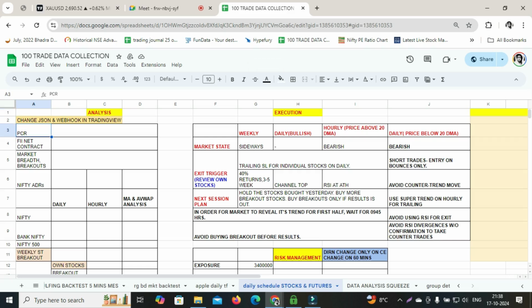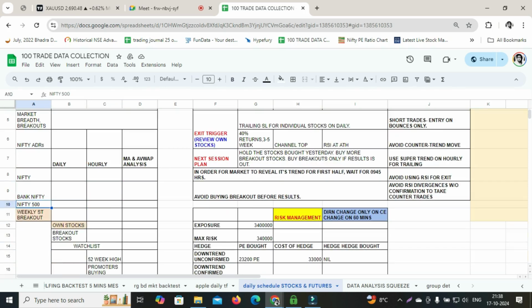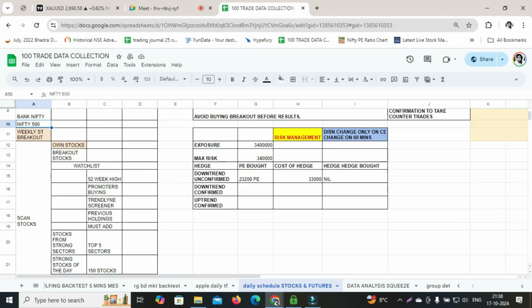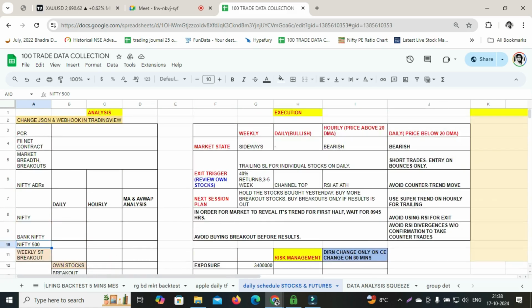I start with the put call ratio. Then I look at FII net contracts. Then I look at market breadth and the strength of breakouts. Then I check the Nifty ADR, which is traded in the US market during the evening. Then I analyze Nifty on daily and hourly, and I look for the important moving averages and VWAP. Then I do the same for Bank Nifty and Nifty 500. And then, if it is a trending market and I am holding a position, I will carry out the scanning of the stocks, if the market is conducive. The first requirement is that the market should be conducive. So this is the daily analysis.